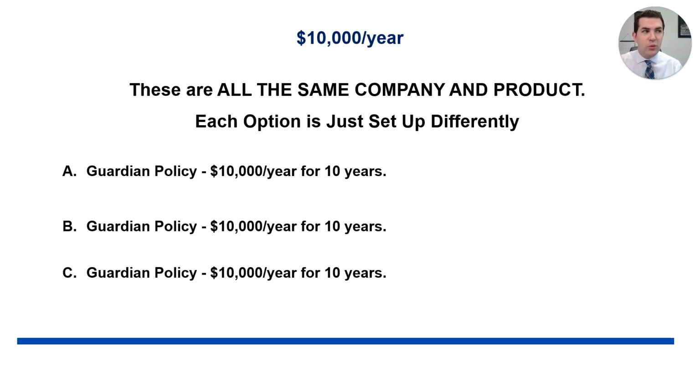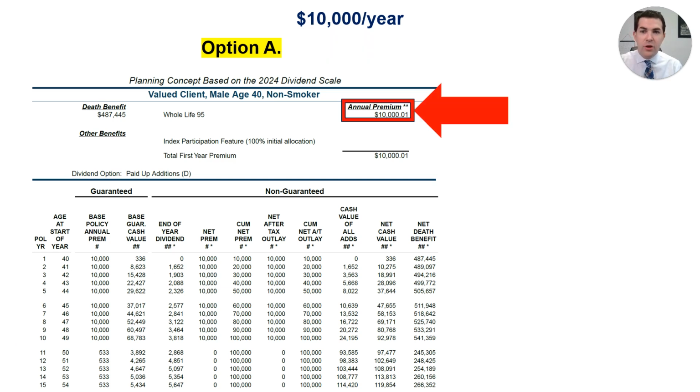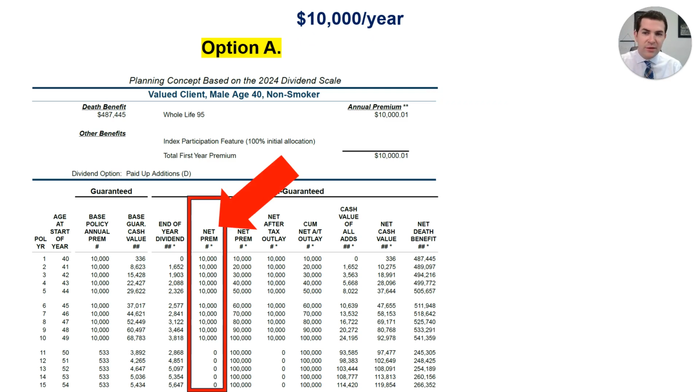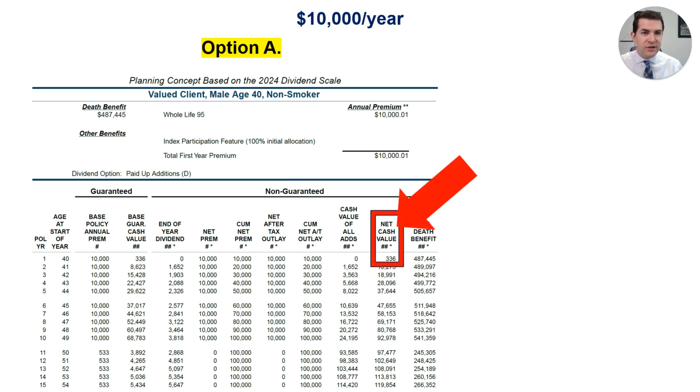Let's begin with option A. So here's the illustration for option A. $10,000 per year is being paid for 10 years. So that column net premium, we see $10,000 per year for 10 years. After the 10th year, how much is paid? $0 out of pocket. Now the column to the far right, second to last, is your money column, your net cash value. What's your cash value look like in the first year? Not that good, does it? You paid in 10 grand, you've got $300 to show for it.